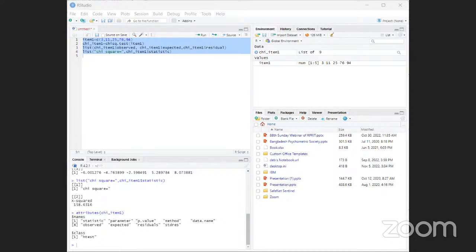Is it clear now? Yes, sir. So what is the result? Arnold, what is the chi-squared value? Sir, it's 158.6316. Okay. Now we find that there is one frequency that is less than 5.